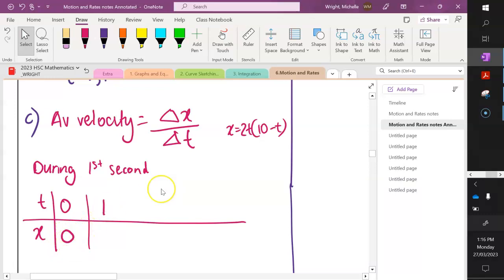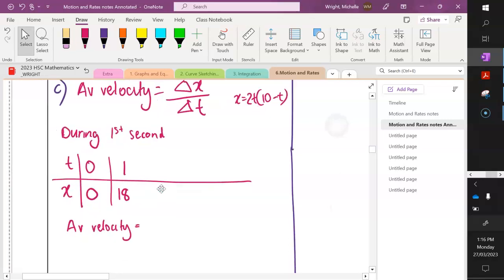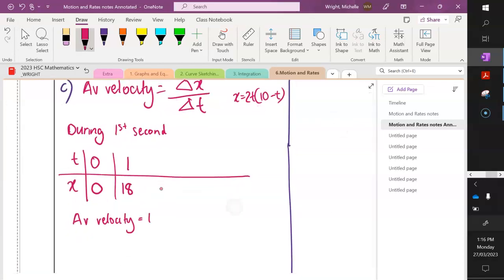At 1 second, was that our first question? I think, yeah, our first answer we got for that one, which was 18. So I'm looking at my average velocity. My average velocity is my change in my displacement. So it's going to be 18 minus 0, because that's my change during that time, over my time, which is 1 minus 0. And I get 18 over 1, which is 18. We're looking at metres and we're looking at seconds. So I'm going to write that as metres per second.